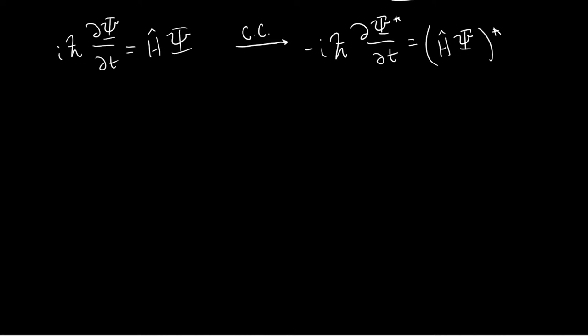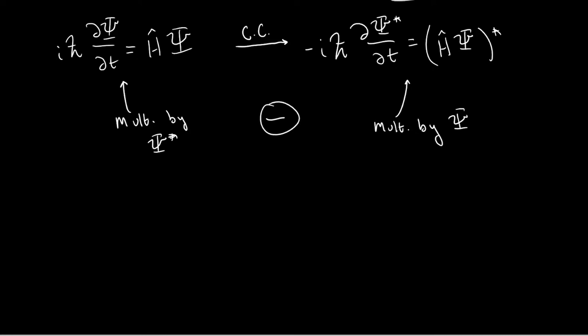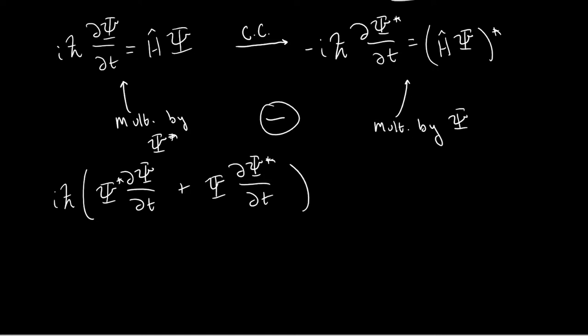Okay, so now I'm going to multiply this equation by psi star, multiply the other equation by psi, and then subtract the two. Now you see why I'm going about this, because the left-hand side, when I do this, I get something like i h bar times psi star d psi dt minus psi d psi star dt, which I can rearrange, and I see that this is a total time derivative: i h bar d(psi star psi)/dt.